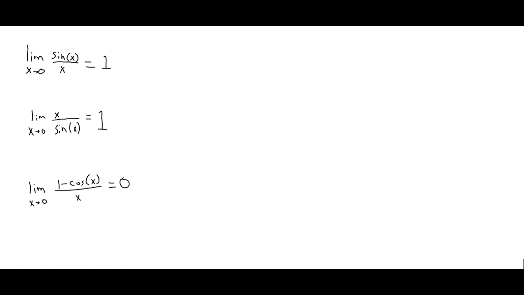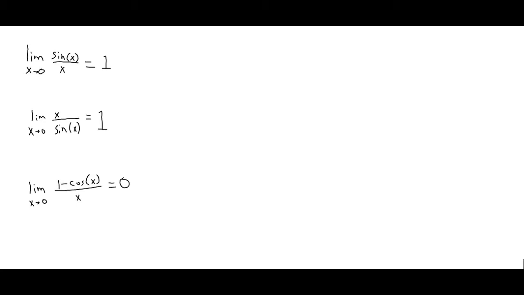This is how you're going to see them in your textbook. The limit as x approaches 0 of sine of x over x equals 1, and then that flipped, so the limit as x approaches 0 of x over sine x equals 1, and then finally, the limit as x approaches 0 of 1 minus cosine of x over x equals 0. So notice that last one equals 0.